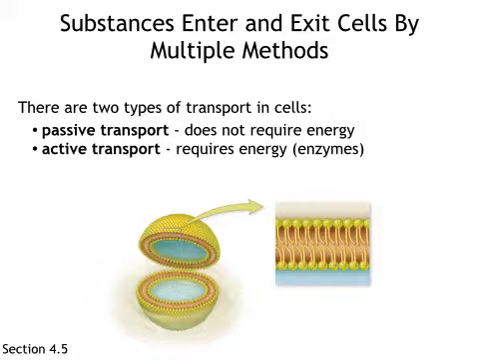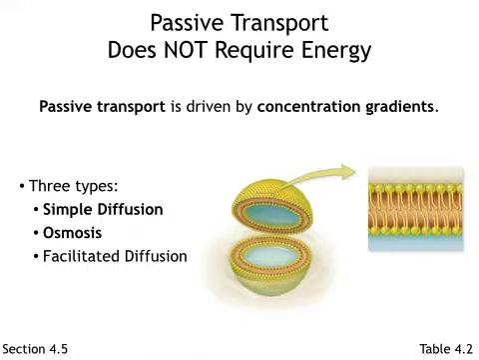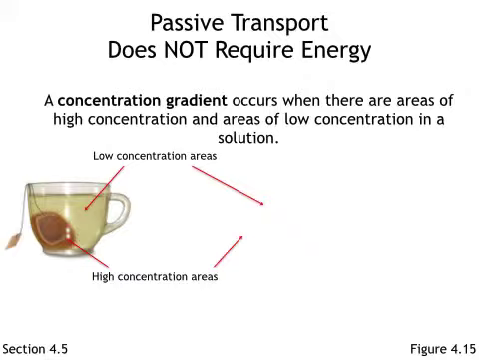Okay, so let's start with passive transport. Passive transport does not require energy. It is driven by concentration gradients. We'll learn what those are in a second. But there's three types of passive transport: simple diffusion, osmosis, and facilitated diffusion. I really want you to understand the first two. So a concentration gradient occurs when there are areas of high concentration and areas of low concentration in a solution.